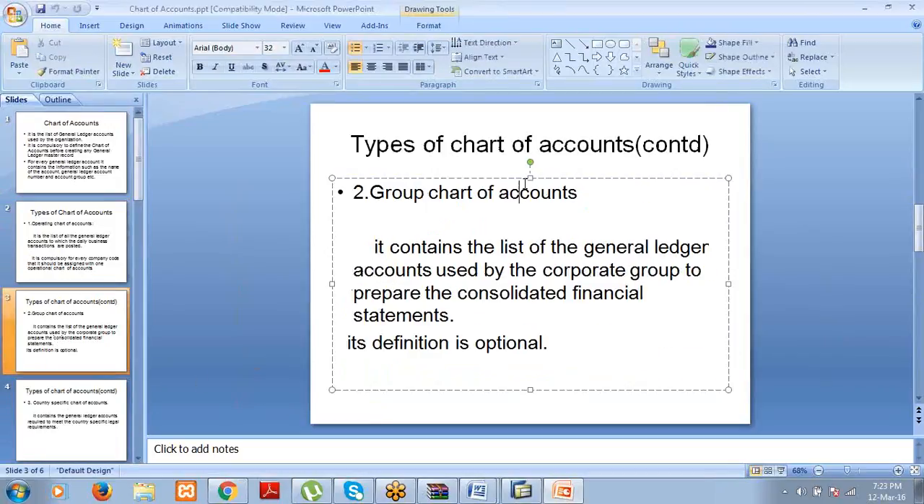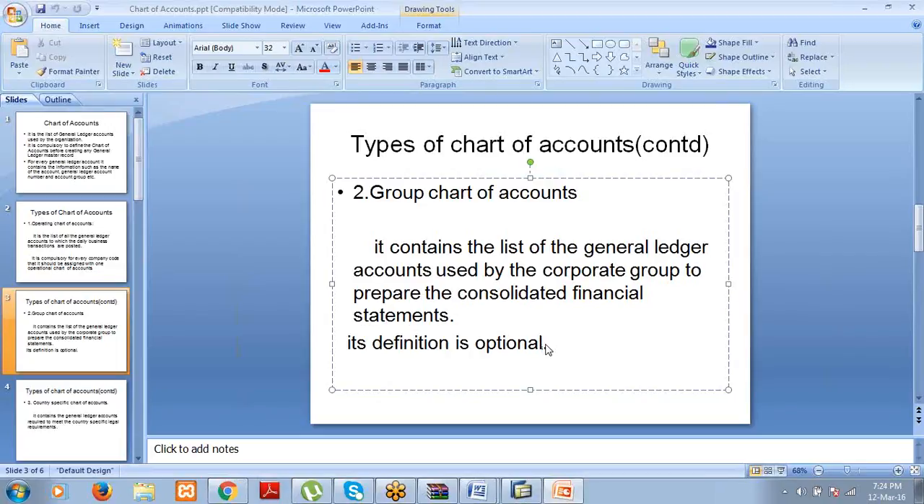Then we have group chart of accounts. It contains the list of general ledger accounts used by the corporate group to prepare consolidated financial statements, and its definition is optional. Here you know company, right? Company represents the group. So at the company level, we can prepare the consolidated financial statements, and the definition of company is optional. Similarly, if you want to prepare the consolidated financial statements for the company, we have to define group chart of accounts.